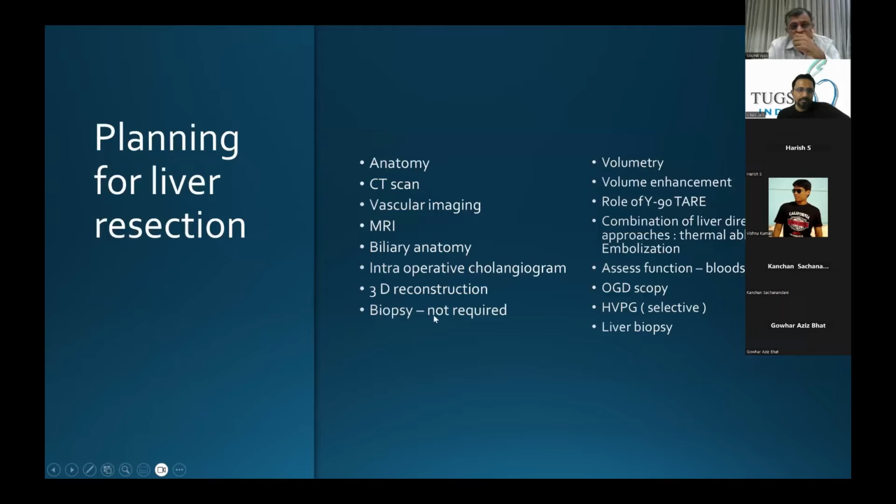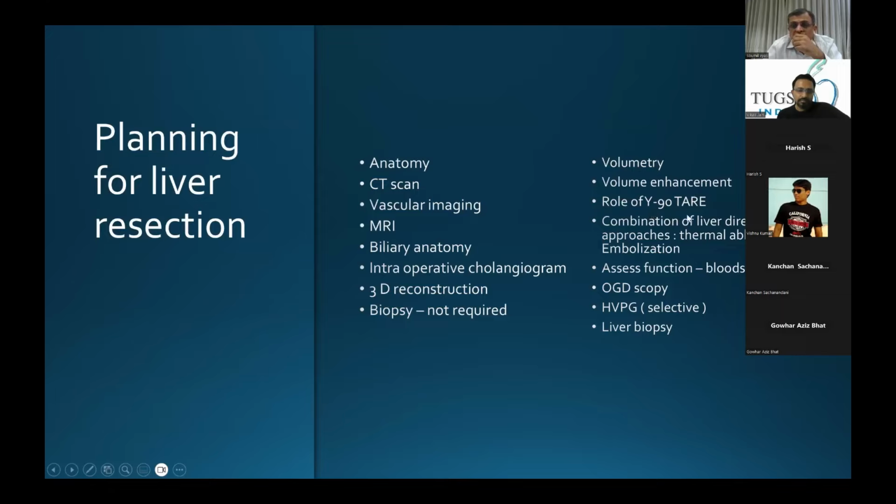For liver tumors, biopsy is not always required; it depends on the situation. But as a rule, if the tumor is operable, you do not do a biopsy unless you are putting them into some kind of trial, or maybe want to give some upfront treatment, or want to do some molecular markers. And then, of course, you do volumetry.